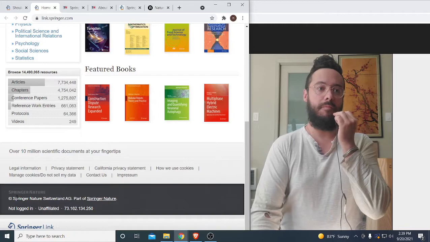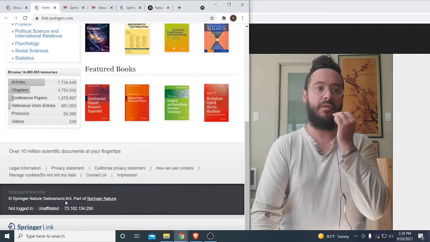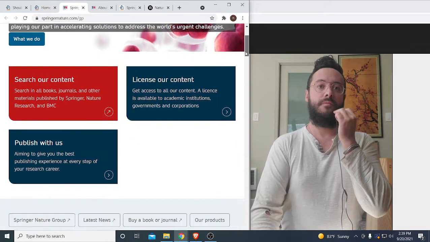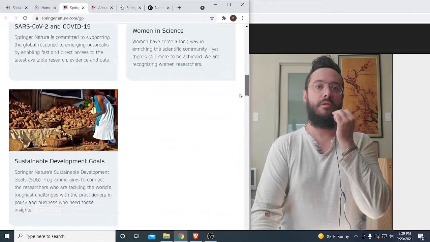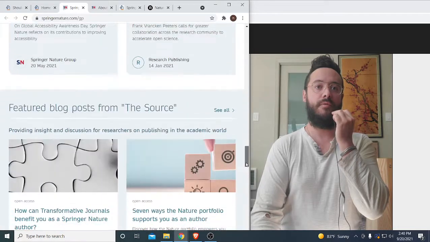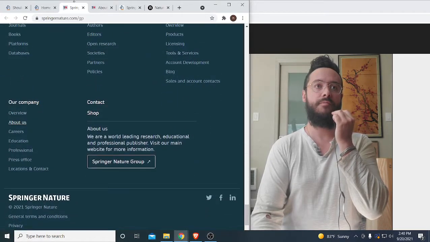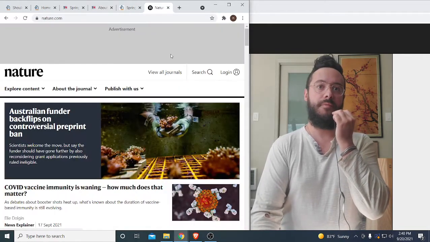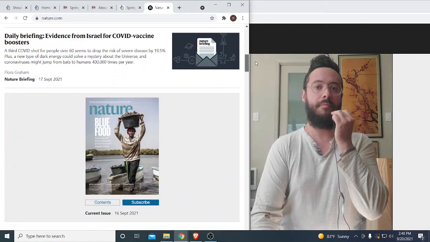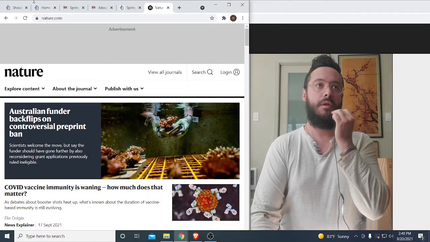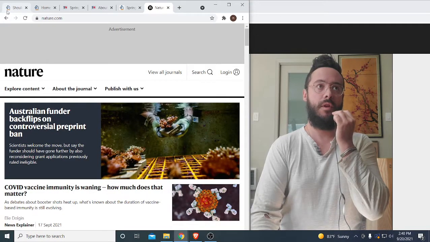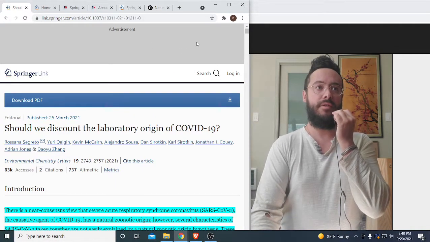Springer is a member of what's called Springer Nature from Switzerland. It's an additional research repository for medical and scientific literature. And Springer from Switzerland, they're involved with the Nature magazine. It's all part of the same group from Switzerland here. So just a little background on this journal.